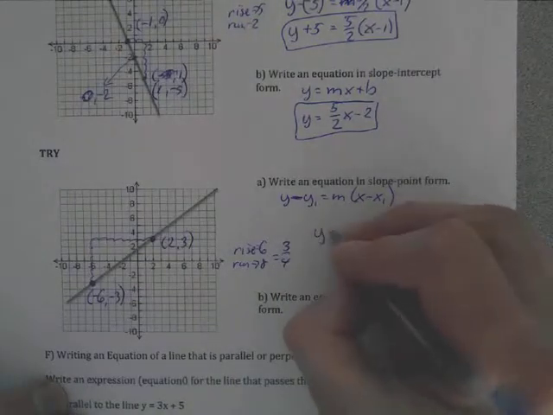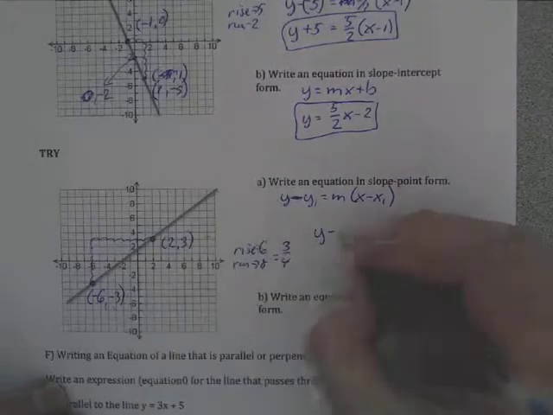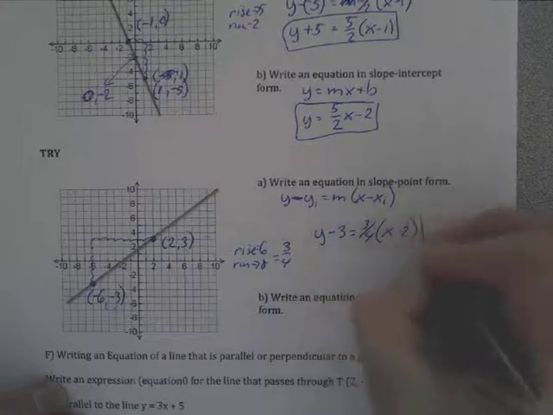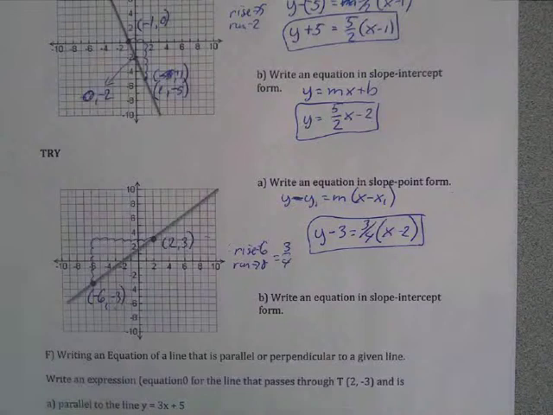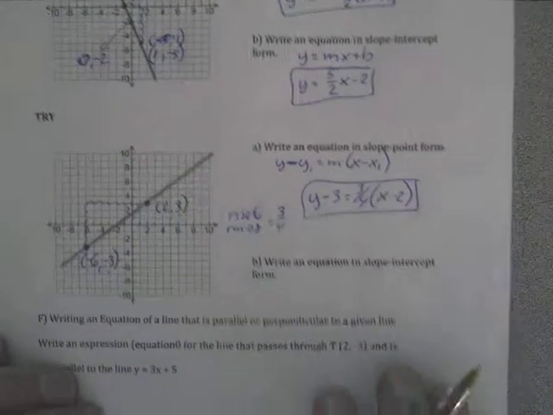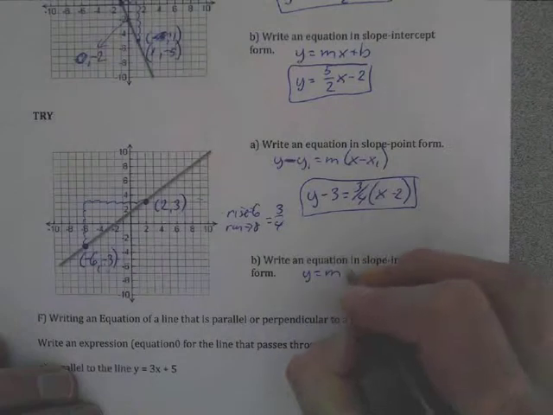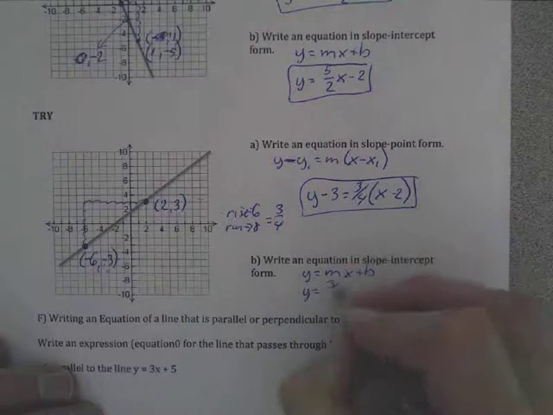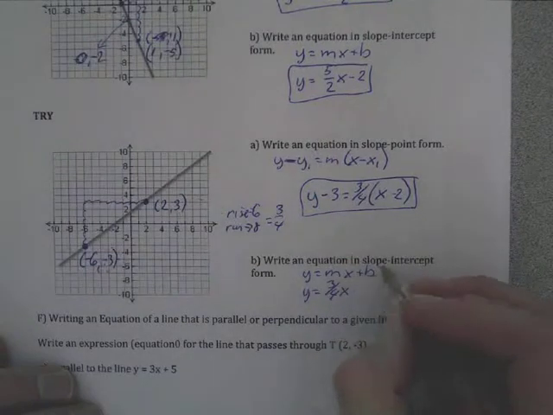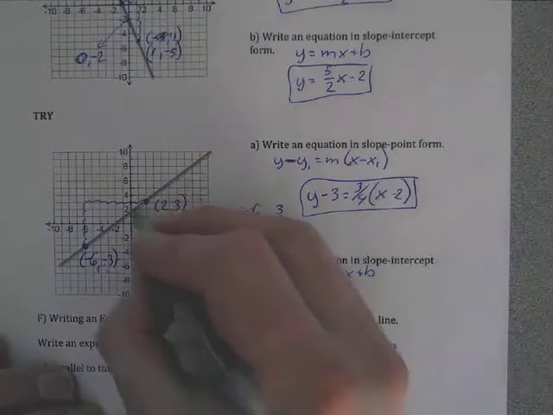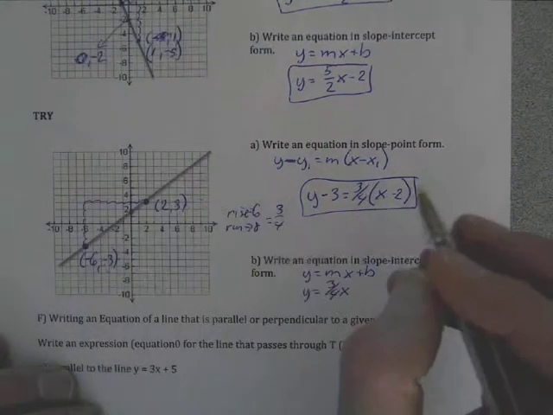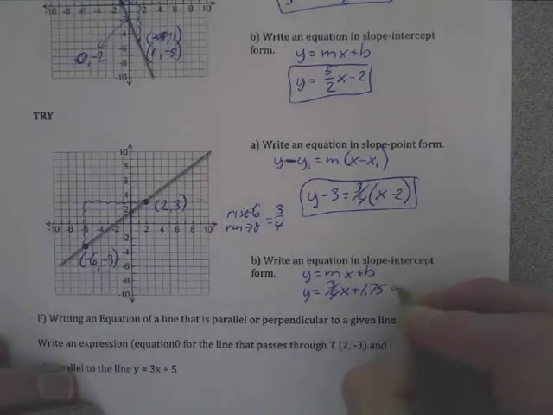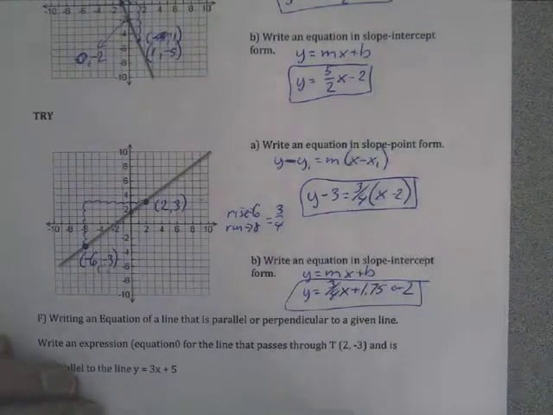So y, and I can use any point here, so I'm going to use y minus 3 is equal to 3 over 4 times x minus 2. And I could use that point, it doesn't matter. Slope intercept form. So y is equal to mx plus b. Y we do not know. M we've already found, 3 over 4x. Now we just have to find the y intercept, and it's roughly right there. So we could say it's plus 1.75 or even 2. It doesn't matter as long as we're close. So there's that one.